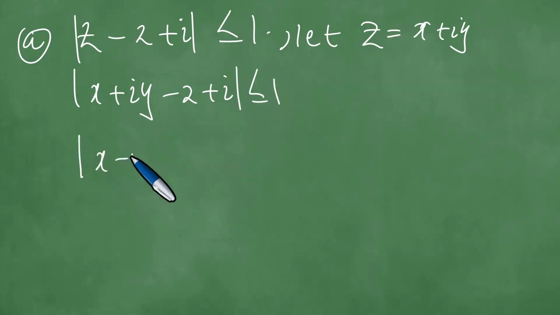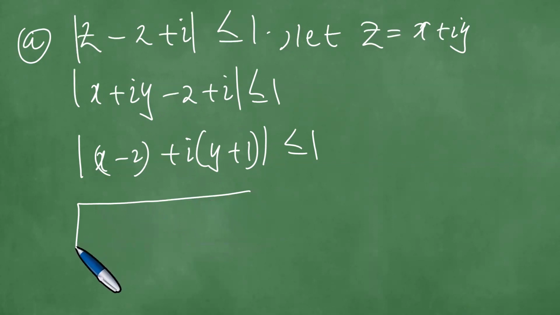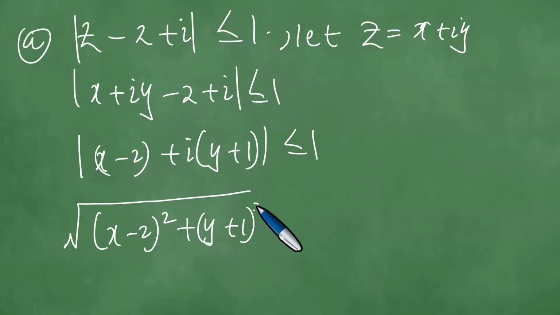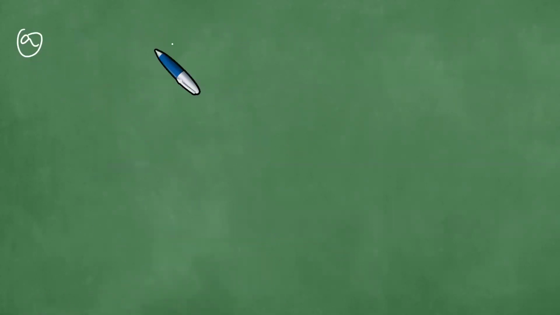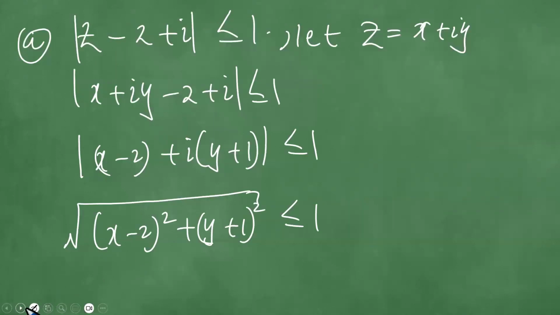Within the modulus sign, you can group the real parts, which are x and minus 2. And then you pull out i, and you have the imaginary parts. We factor out the i, and then we can take the modulus. The modulus means the square root of the square of the real part plus the square of the imaginary part, and the result is less than or equal to one. So for part A, you have the square root of x minus 2, squared, plus y plus 1, squared, and this is less than or equal to 1.